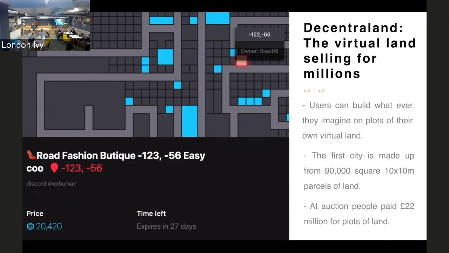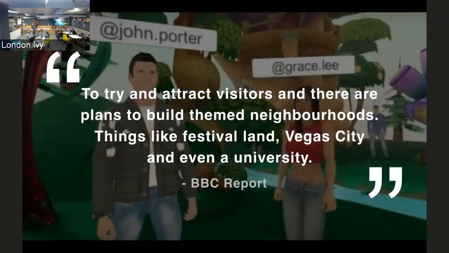It was quite interesting with the guy from the last quote. He thought his investment was kind of like a crypto bubble, because a lot of people invest in crypto, and people think it might be that, but for this, it will be huge. But right now, who knows if it is exactly going to be this. They're trying to attract visitors, and they plan to build themed neighborhoods like Festival Land, Vegas City, and even a university in this virtual land. So who knows what's possible.